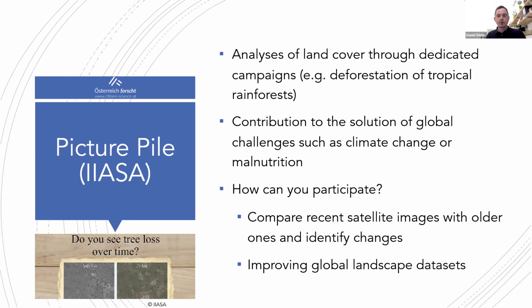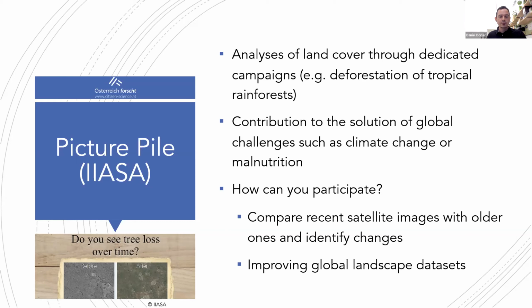This could, for example, be deforestation of tropical rainforests or also poverty. Through these campaigns, the project wants to contribute to the solution of global challenges, such as, for example, climate change or also malnutrition and poverty. And how can you participate? This is very easy. You can compare recent satellite images with older ones and identify changes. For example, as you see on the small picture on the left, this is from the deforestation campaign.